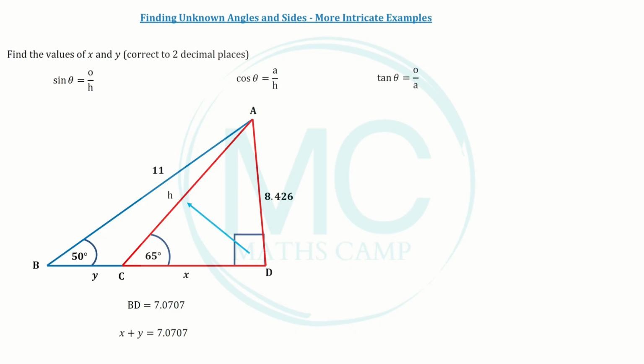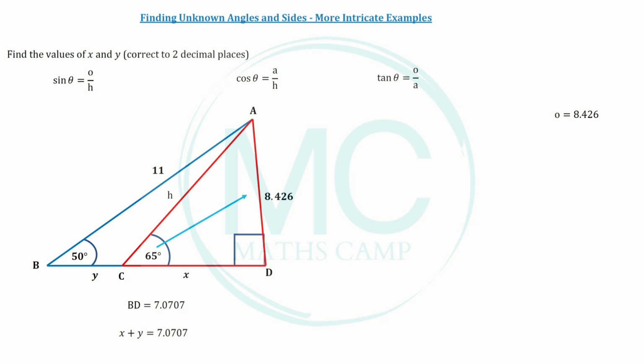And now let's look at our angle of 65 degrees. Let's draw a line to the opposite side of the triangle. And we see that AD is the opposite side. It has a length of 8.426 units. So let's make a note up here, and we can say the opposite side O is equal to 8.426.